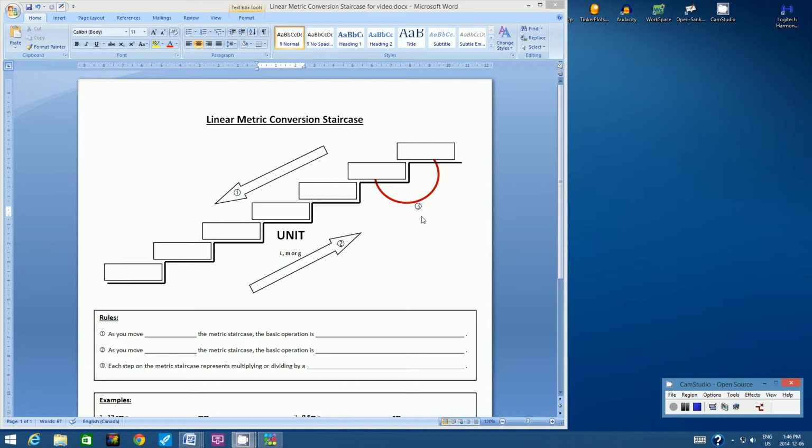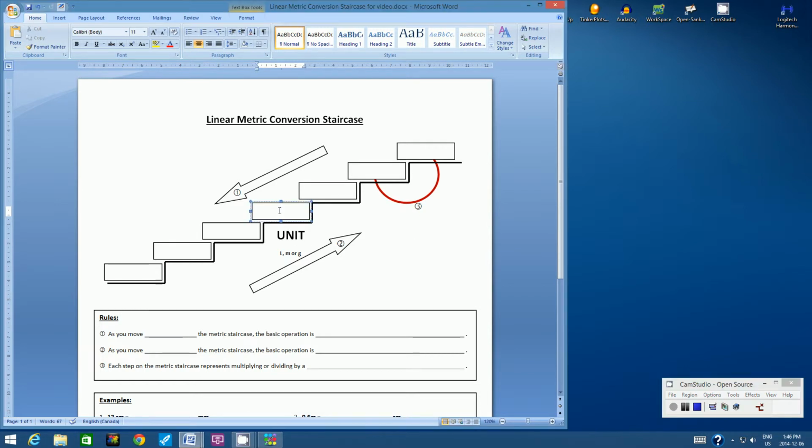I'm sure you've seen the metric staircase before. So let's begin by filling in all the empty boxes. Let's start with units. Because we're talking about linear conversions, we're talking about 1D measurements. So in this box we have meter, and the symbol lowercase m. Let's move up the staircase one step, and we have the prefix deca and the symbol dam, decameters.